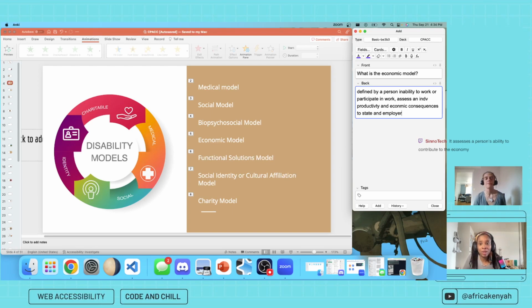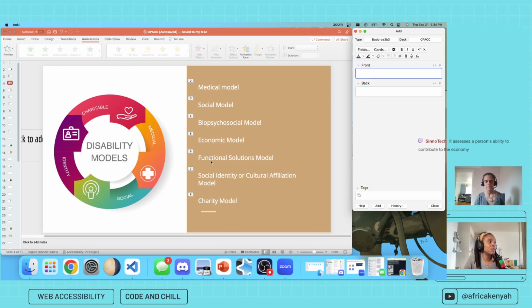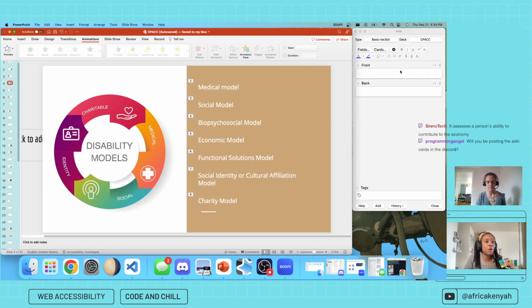I encourage you, if you're not putting it in the chat and you're shy, I feel it, but I encourage you to answer the question in your head, see if you can answer it. All right, so the next one's for y'all. What is the functional solutions model?